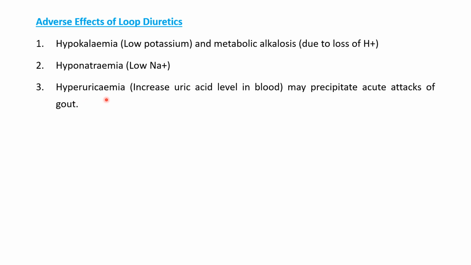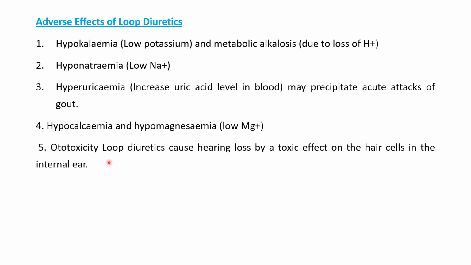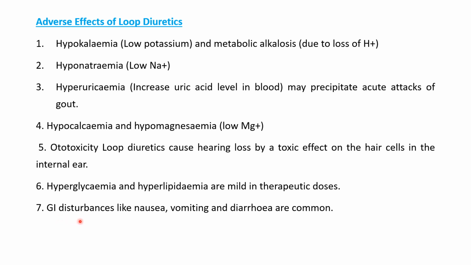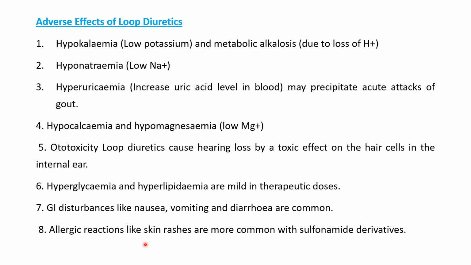Then hyperuricemia, which increases the uric acid level in the blood and may precipitate acute attacks of gout. Then hypocalcemia and hypomagnesemia. Ototoxicity: loop diuretics cause hearing loss by toxic effect on the hair cells in the inner ear. Hyperglycemia and hyperlipidemia are mild in therapeutic doses. GI disturbances like nausea, vomiting and diarrhea are very common. And allergic reactions like skin rashes are common with the sulfonamide derivatives.